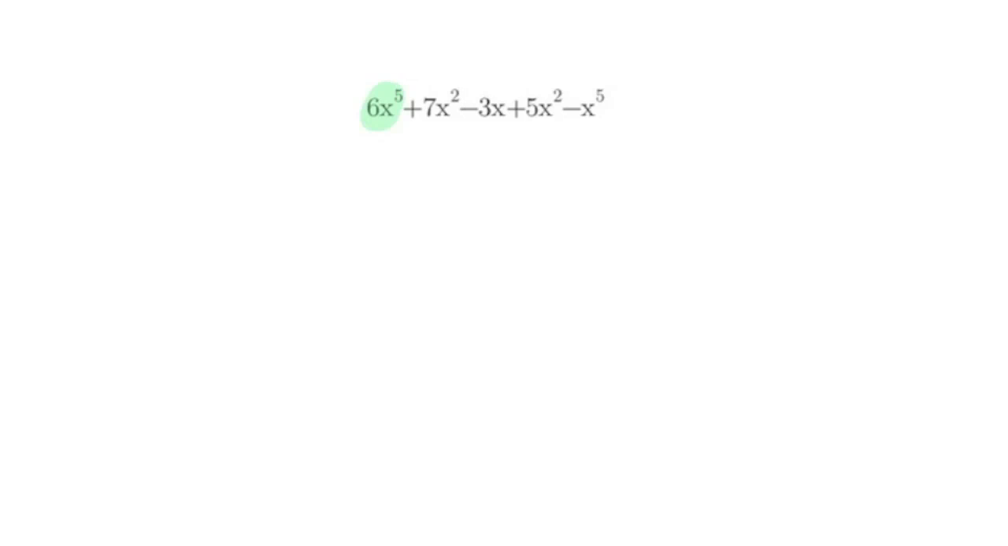Now I'm going to go through the sequence and see if there is any other term that has an x to the 5th. And I do, at the end. Once again, I have a subtraction sign in front of it, so that means that x to the 5th is actually negative. I want to include that operation in there. Our next term is going to be 7x to the 2nd.